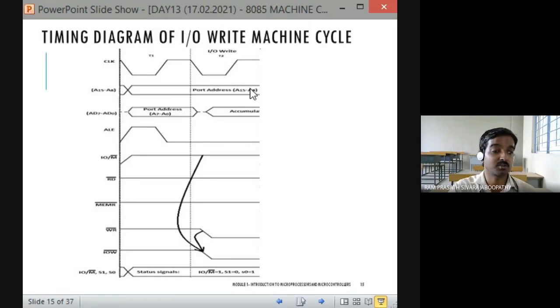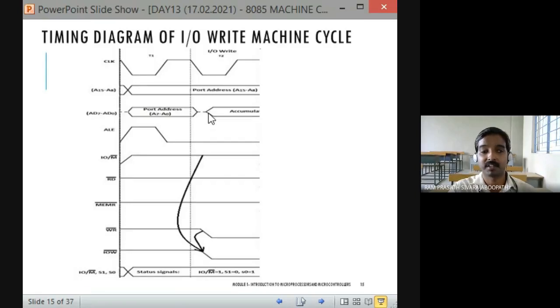Okay. So still RD bar, memory read bar signal is inactive. Write bar and IO write bar signal are active. Correct? See, write bar signal getting low. IO/M bar is 1. So IO write signal got enabled. So during this time, the accumulator content is placed on the data bus.